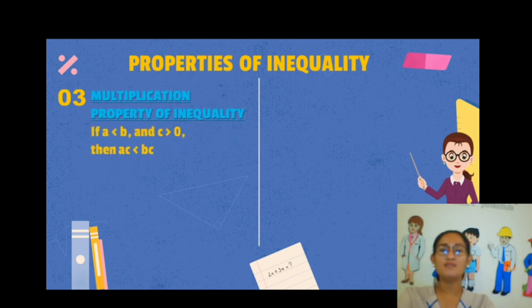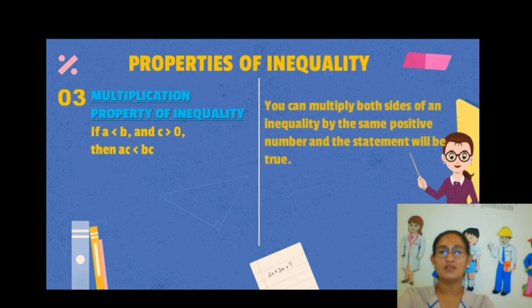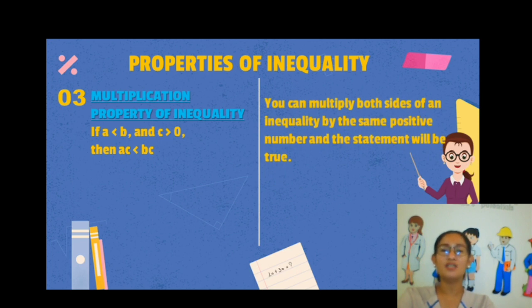Next is the multiplication property of inequality. If A is less than B and C is greater than 0, then AC is less than BC. You can multiply both sides of an inequality by the same positive number and the statement will be true. For example, 7 is less than 12. If we multiply both sides by the same value, which is 3, it will give us 21 less than 36, which is true.